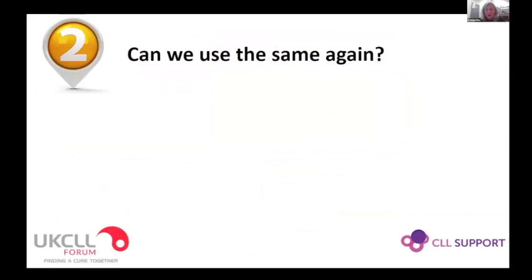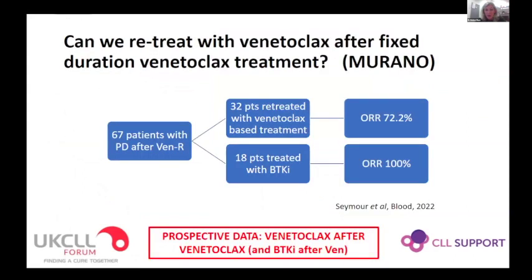Can we use the same drug again? So when we're thinking about our targeted agents, if somebody's done well on one before, can we get it out and use it again? We have some prospective data for this. So specifically from the Murano study, they're small to moderate numbers of patients here. This is the Murano study that you'll remember was the venetoclax and rituximab combination study.